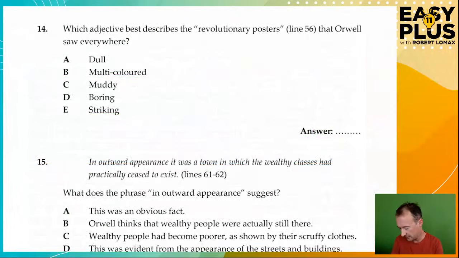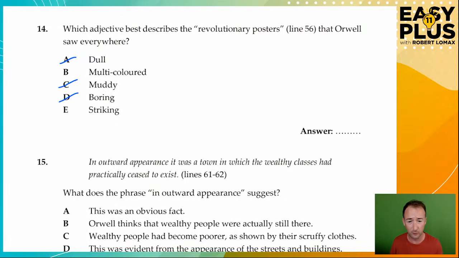Right, so were they dull? They most certainly weren't. They were flaming from the walls. Were they multicoloured? Well, they were red and blue. Were they muddy? No, they made the old advertising posters seem like daubs of mud by comparison, very clearly. Were they boring? Absolutely not. They were flaming from the walls. Were they striking? Yes, clearly.